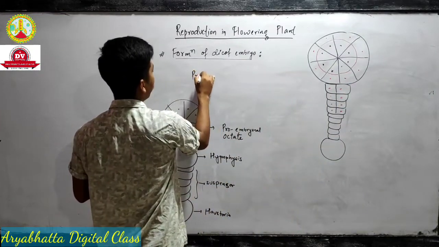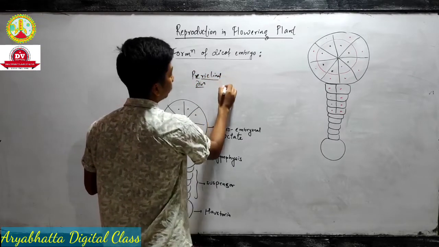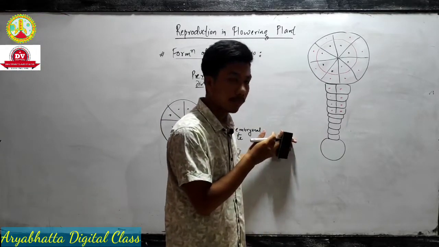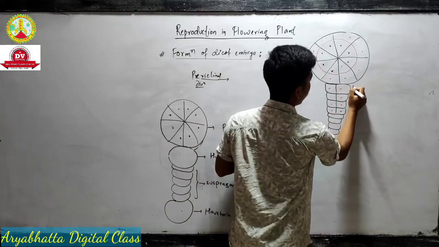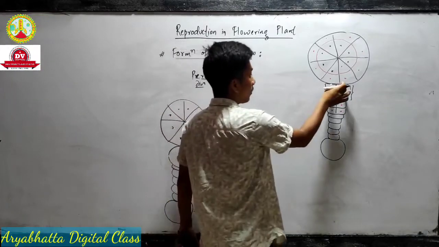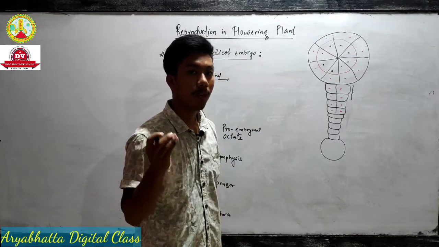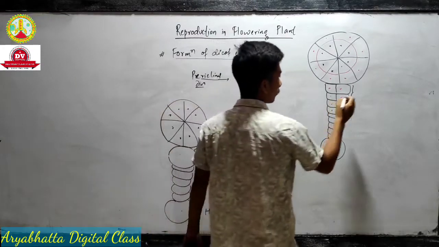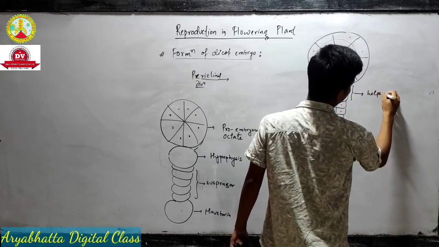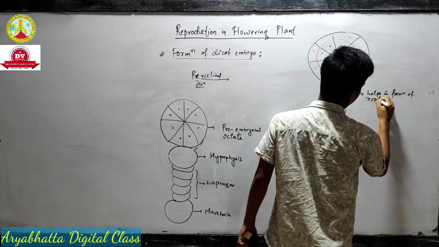I need some space, so let me write here. So this is our periclinal division. The hypophysis cell, the upper 4 cells, help in the formation of the root cortex.